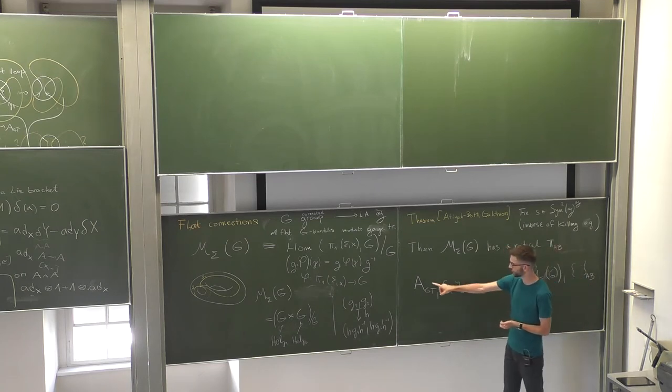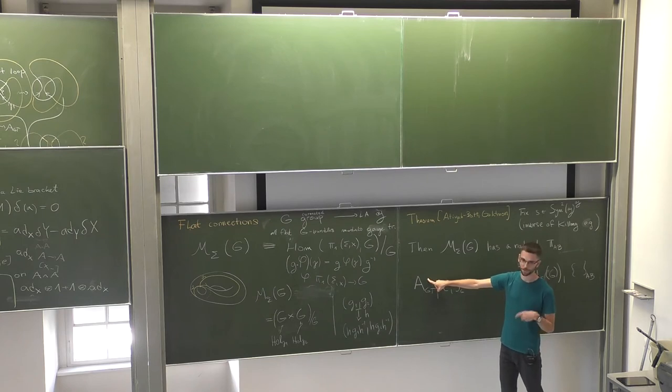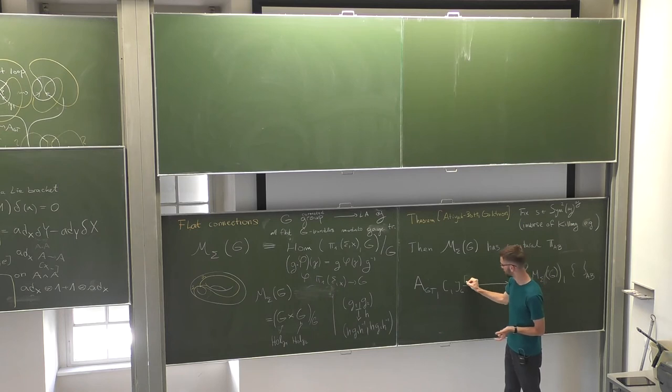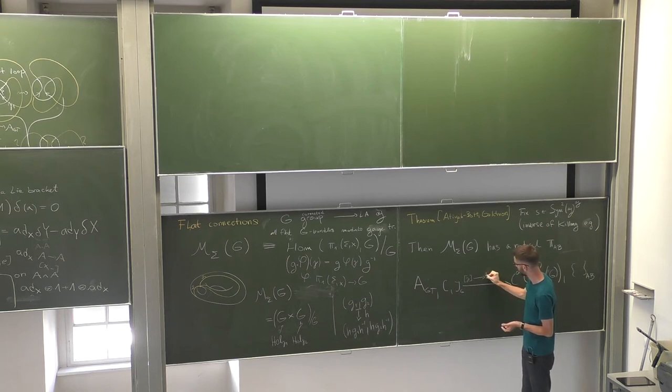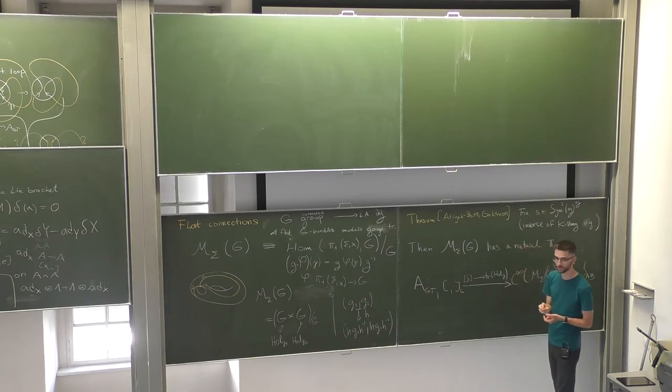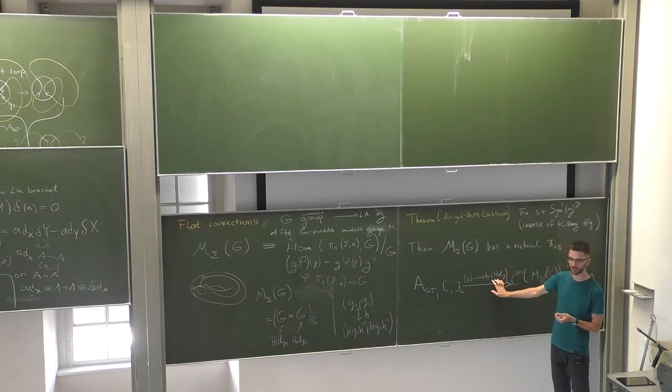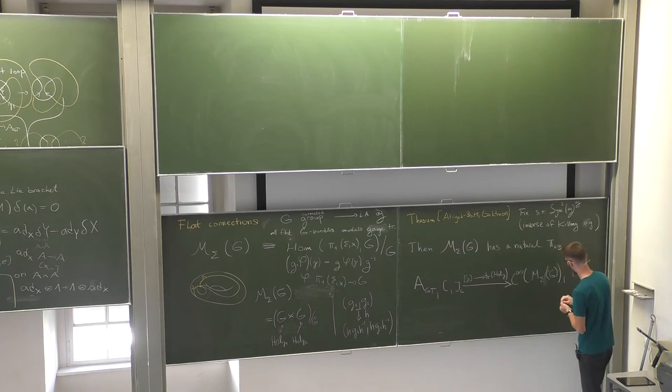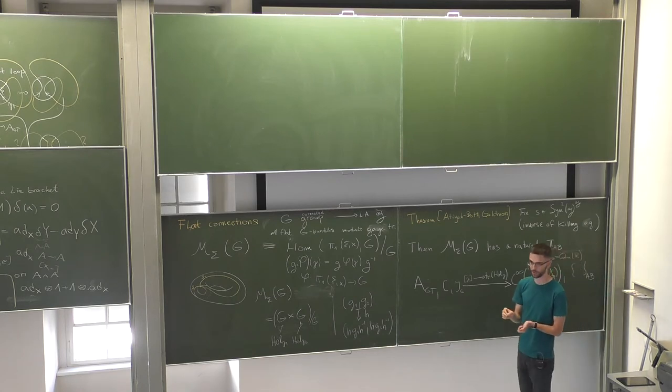It's defined as follows. Here the elements are linear combinations of homotopy classes of loops. So you just take a loop, and you take the trace of the holonomy along the loop. So this is a function on the moduli space. For any flat connection, you get a number if you plug the flat connection here. And now, if the group is GLN(R), this is a map of Lie algebras.